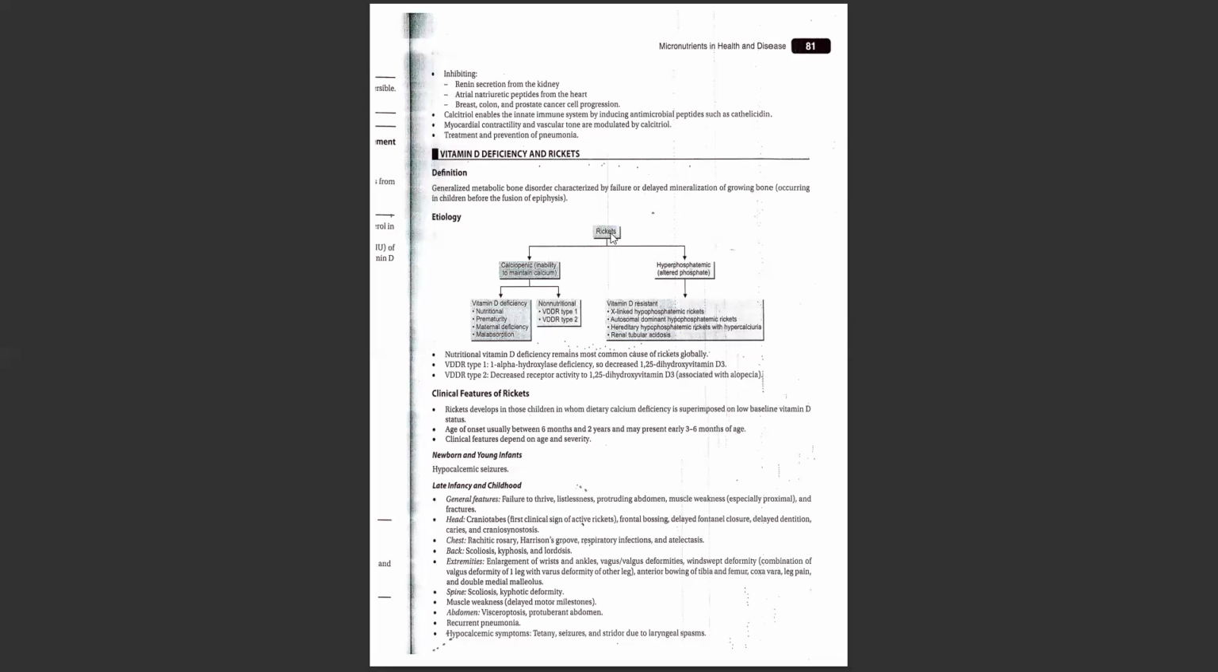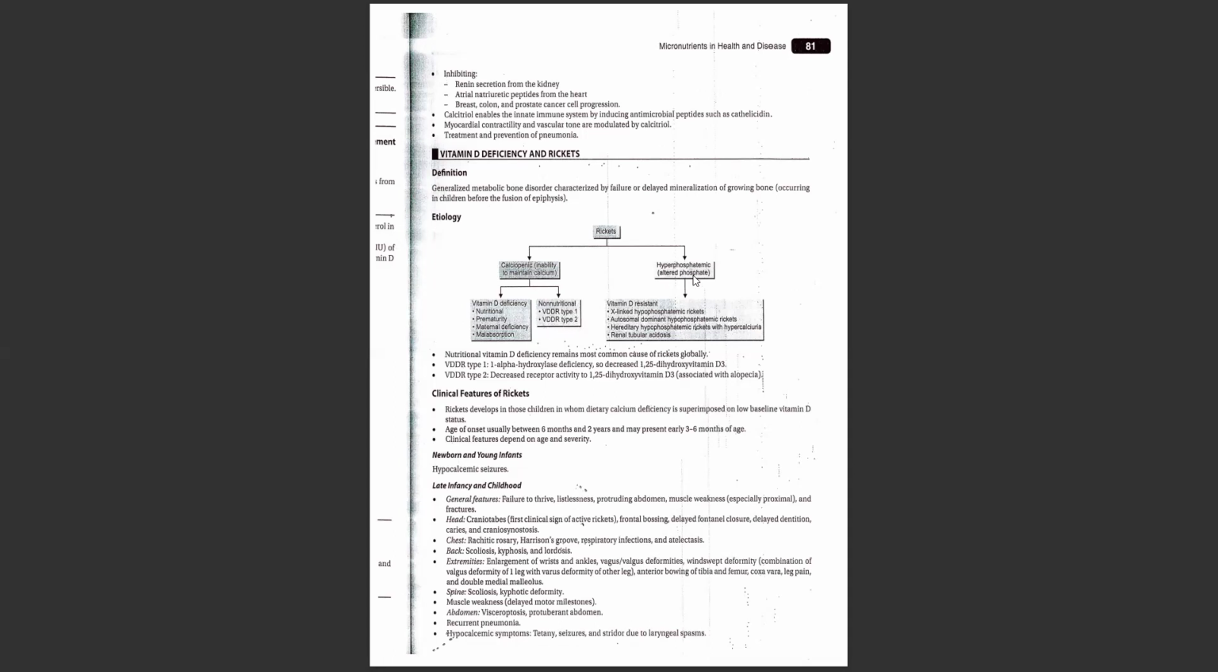Then rickets can be classified into calcipenic, that is inability to maintain calcium, and hypophosphatemic, that is altered phosphate. The calcipenic can be divided into vitamin D deficiency and non-nutritional. The vitamin D deficiency is due to nutritional deficiency, prematurity, maternal deficiency of vitamin D, and malabsorption. These are the vitamin D deficiency, calcipenic rickets. Then non-nutritional causes of calcipenic rickets are vitamin D dependent rickets type 1 and vitamin D dependent rickets type 2.